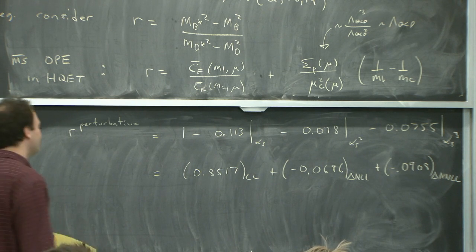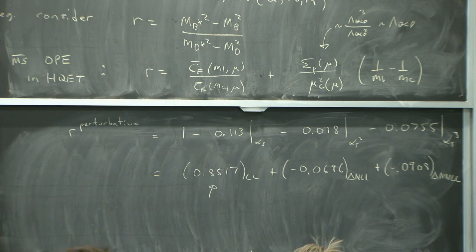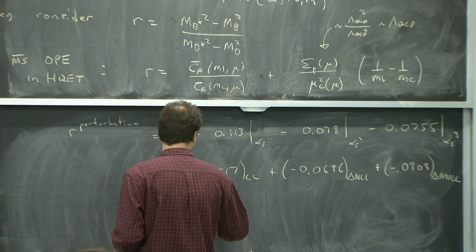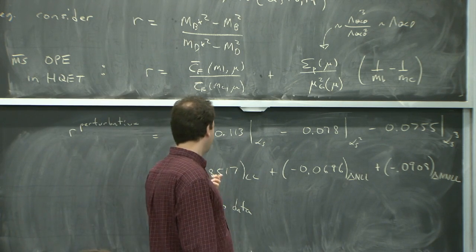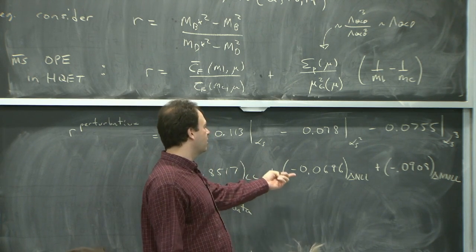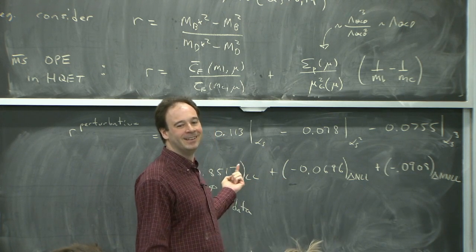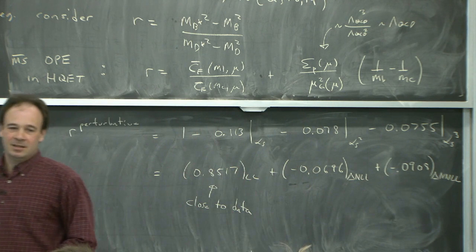All right, so this is the one that we actually talked about earlier, and that one is actually close to the data. The leading log result was sort of close to what the data was. But when you think about whether that's actually right and you calculate the higher order corrections, you find that you're moving away from the data. And again, it's not convergent. Summing the logs has not helped you.